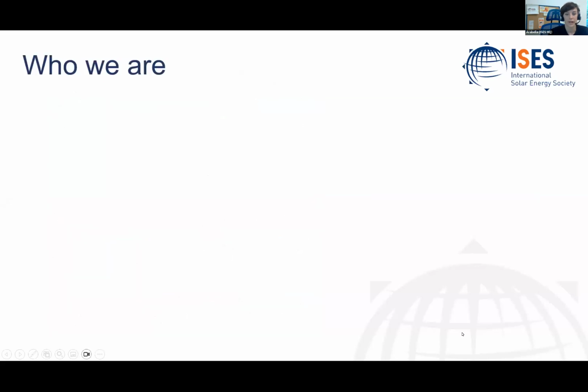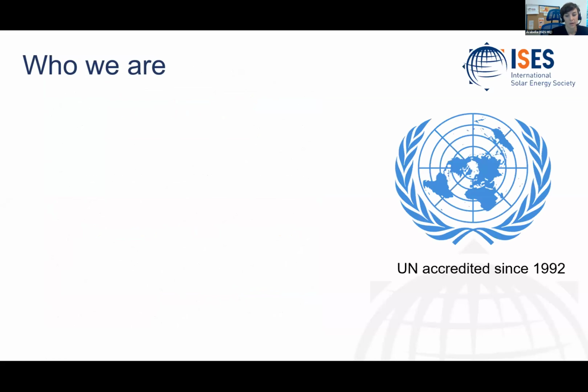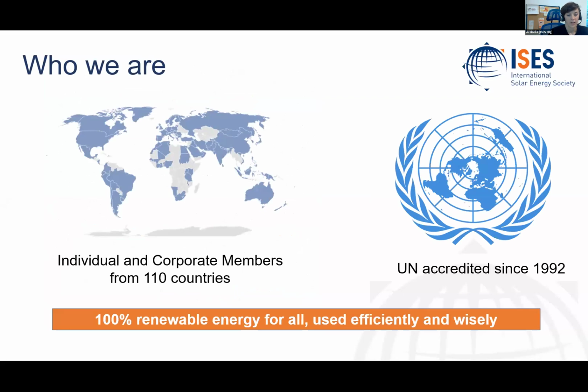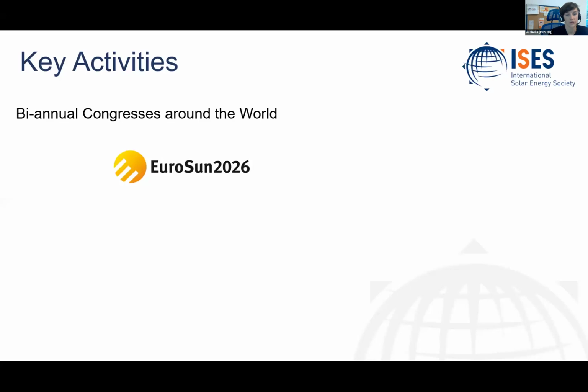So ISIS, who are we? ISIS, the International Solar Energy Society, is a UN-accredited membership NGO. We were founded in the 50s, and today we have individual and corporate members from countries all around the world. Our purpose is 100% renewable energy for all, used efficiently and wisely. To achieve our mission, we have biannual congresses all around the world. One is called Eurosun, and the other one is called the ISIS Solar World Congress.